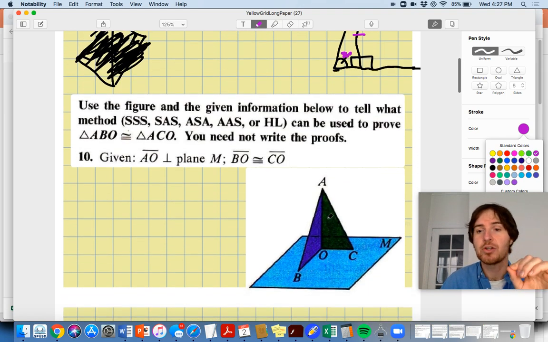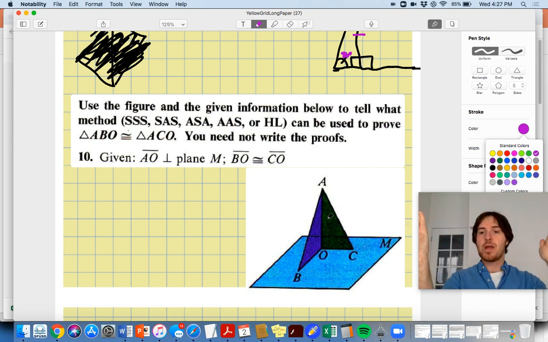Here we have a triangle and a triangle kind of meeting in space, right? We have multiple planes going on here. So plane AOB is different than plane AOC, because they're non-collinear points. What I was going to say here, we're in space, so that's something to point out.